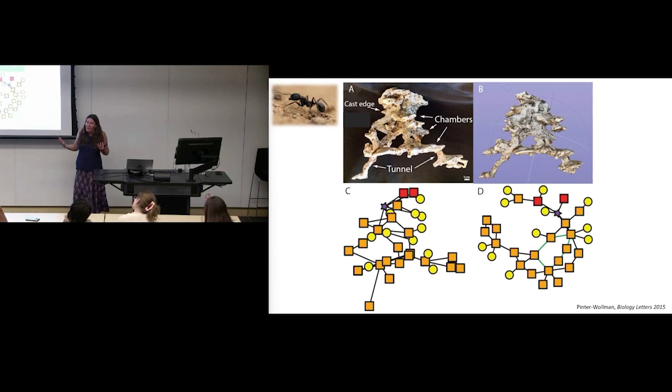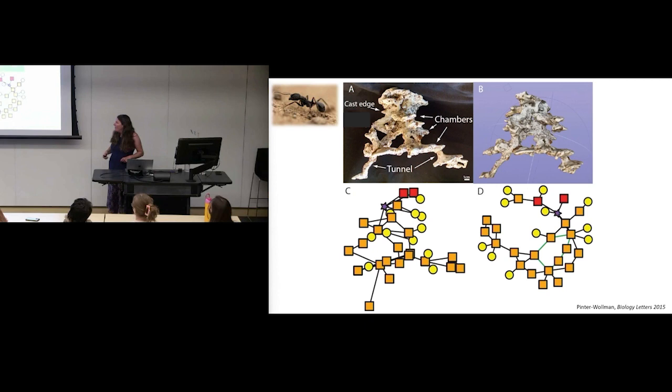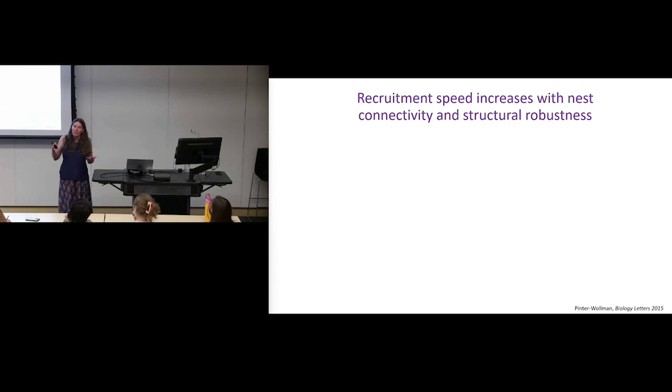Whereas if you don't have these cycles, you have only one route. And so if something happens to the route on the way, it's broken and the network breaks down. And so I asked whether the recruitment to food, how quickly they basically recruited each other to a piece of apple before they vacated that nest, was linked to the structure of the nest that I tested.